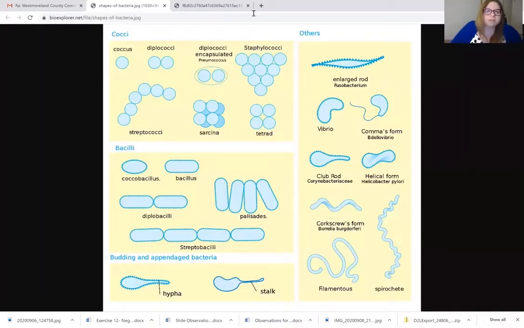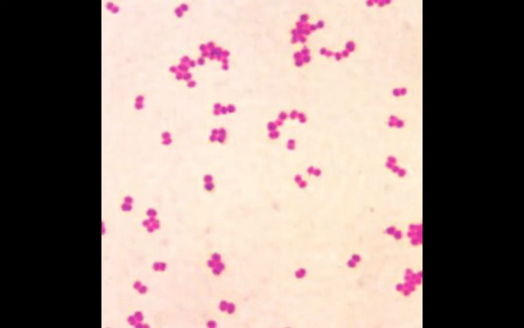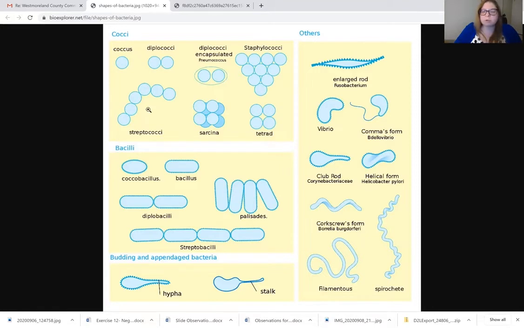Hello. I wanted to talk a little bit about different shapes of bacteria because they come in all sorts of exciting shapes. In this class, we usually talk about the cocci bacteria. Those would be the little spheres, and they can come in different arrangements. Diplococci tend to come in pairs. Streptococci tend to come in long chains.